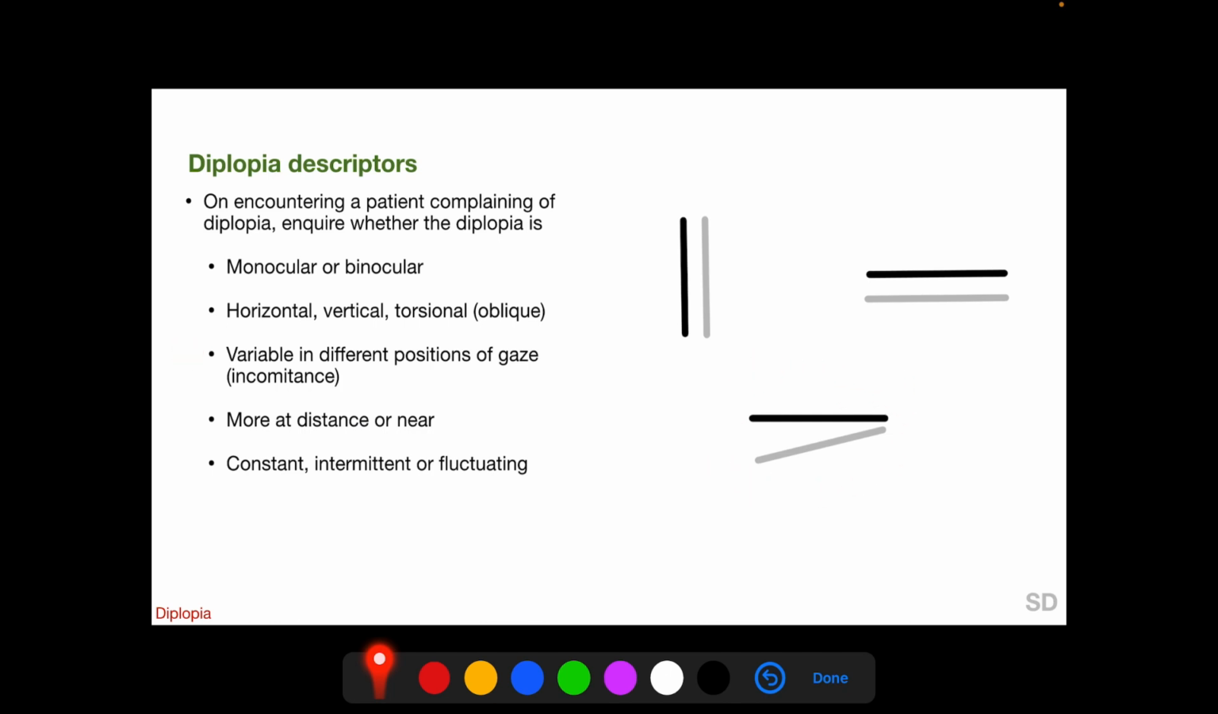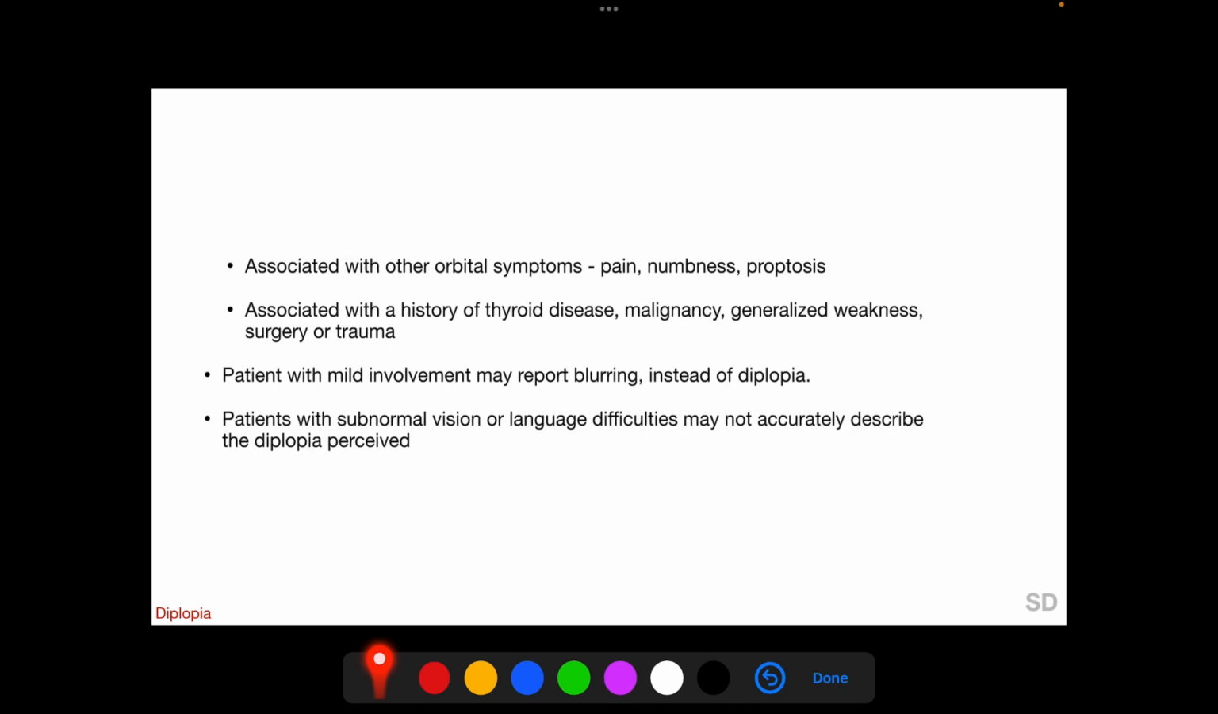We should also inquire about the variability of the diplopia in different positions of gaze, also known as incomitance. What that means is whether the separation of the two images of an object varies in different positions of gaze. We should inquire whether the diplopia is more when the patient is looking at a distant object or is more when he is focusing at a near object, and whether the diplopia is constant, intermittent, or fluctuating with a waxing and waning course, whether other orbital symptoms are present such as pain, numbness, and proptosis, and about history of associated diseases such as thyroid disorders, malignancy, generalized weakness, surgery, or trauma.